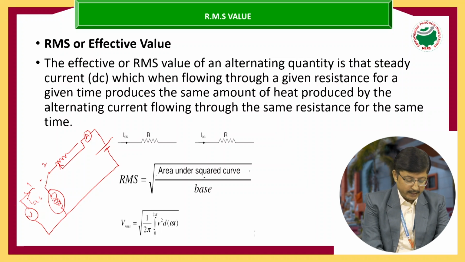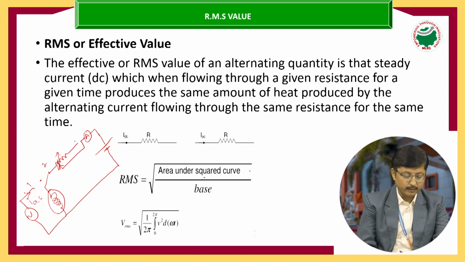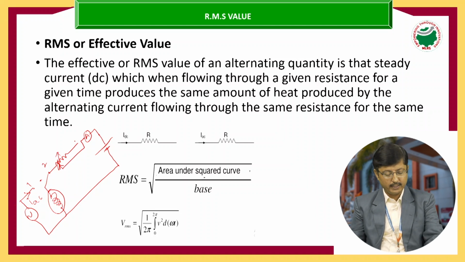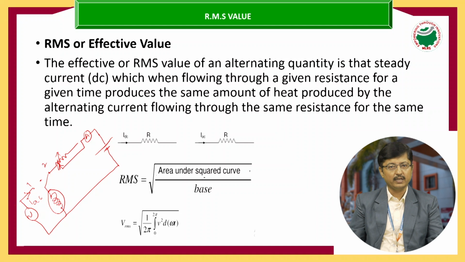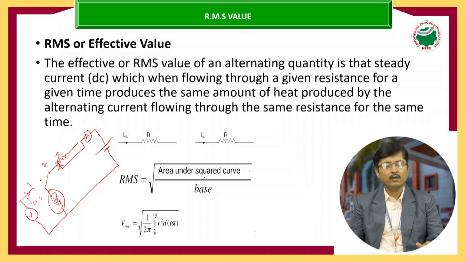Slowly we have to vary this rheostat here. So this is the variable rheostat, and we have to observe the values of DC, the current that flows into the device. Here we have to observe one effect: at what value of the current will it give the same brightness as that of the AC. That value of current is nothing but the RMS value of AC current.